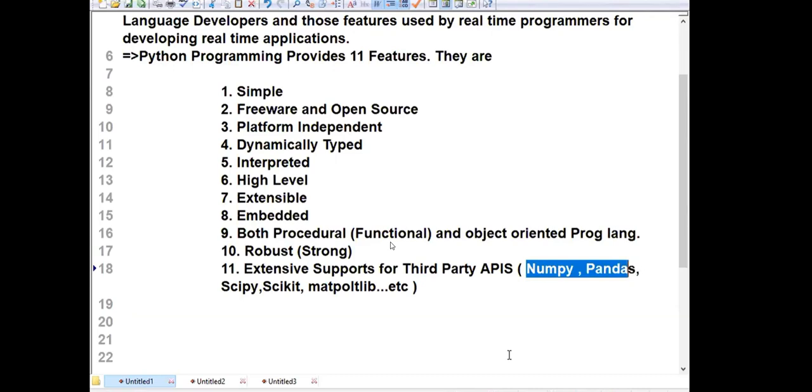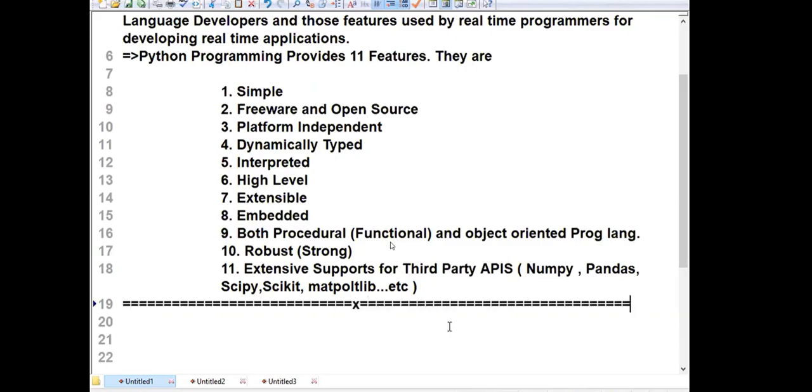With NumPy we do complex mathematical calculations. With Pandas we are going to do the data analysis part. How to analyze, how to do analysis, how to frame the decisions, all those things we are going to do. So Python is not only supporting its inbuilt libraries, it supports third-party libraries also. Is it understandable, students? So this comes under what?